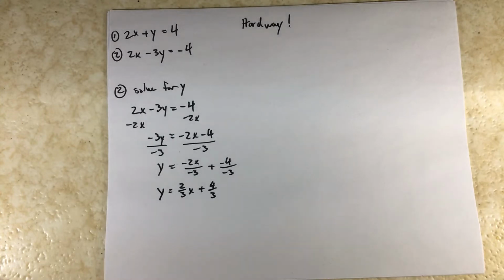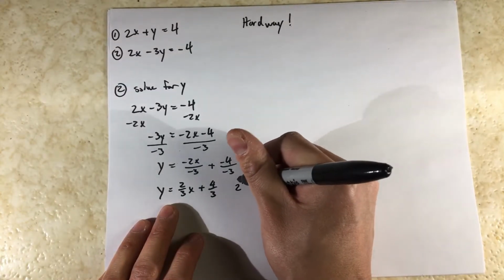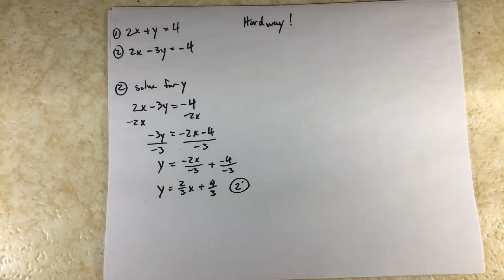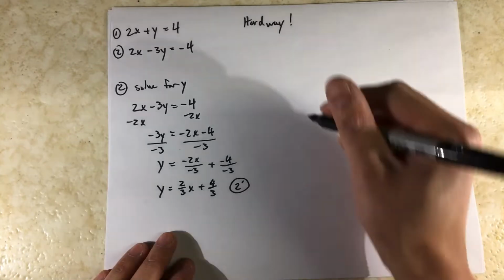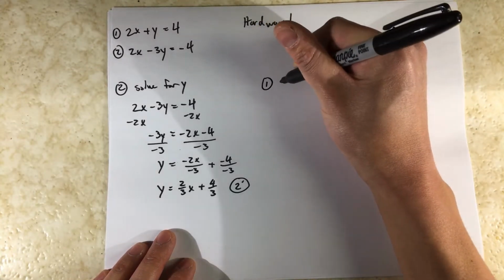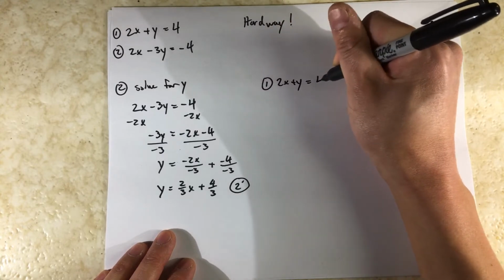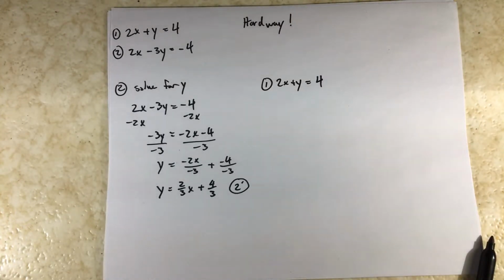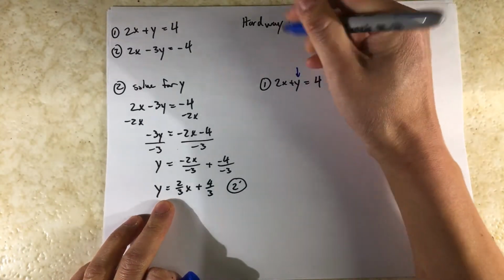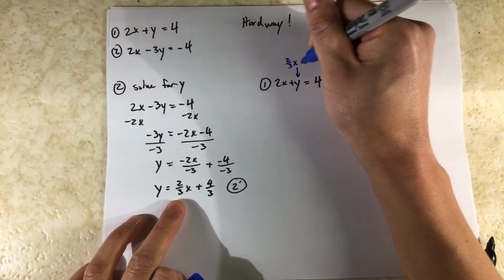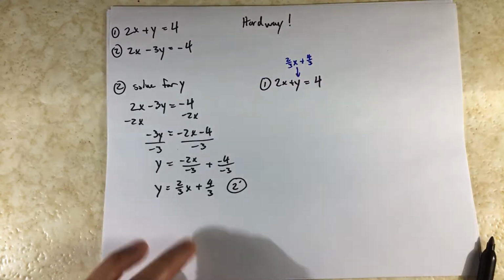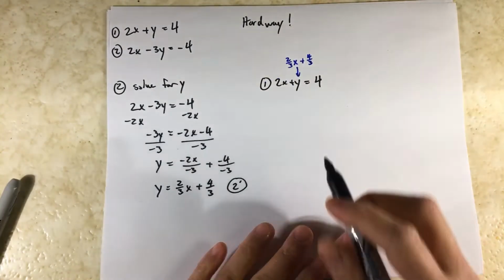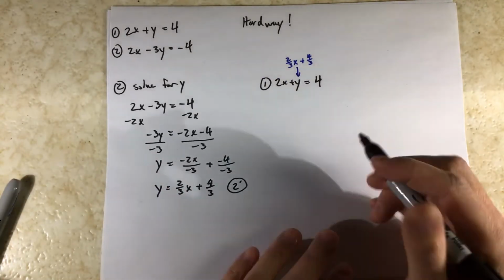So again, that's not a really nice looking equation. Let's call that equation 2 prime. But sometimes that's how these things go. So what we're going to do is take that and plug it into equation 1. So I'm going to take equation 1, 2x plus y is equal to 4. And again, the strategy is, instead of writing y right here, we're going to plug this in as 2/3 x plus 4/3, because we know that's what y is equal to. Essentially that eliminates y and we can solve for x.